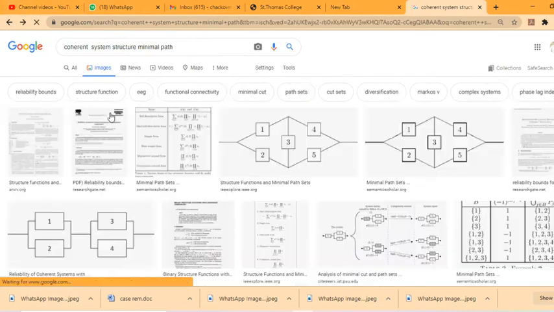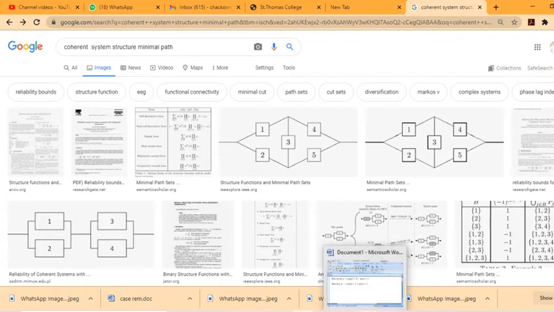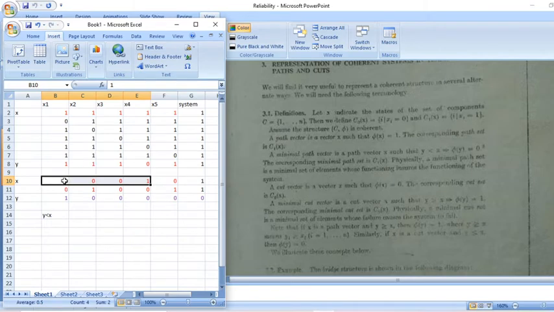What are the path vectors? 1, 4 is a path vector. 2, 5 is a path vector. 1, 3, 5 is a path vector. 2, 3, 4 is a path vector. 1, 2, 3, 4 is a path vector. 1, 2, 3, 5 is a path vector, etc. We can find many path vectors. The condition is that a path vector is a vector x such that phi of x equals 1. When we put it into phi, we get the structure function value 1. But what is the specialty of these vectors? These are minimal path vectors, because when one of the components becomes 0, the system goes to 0.